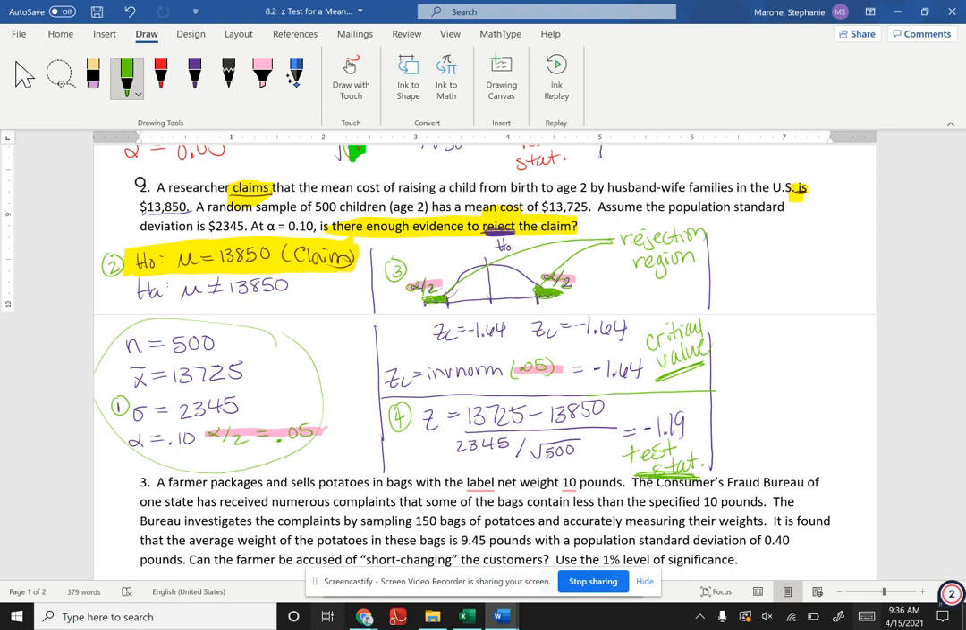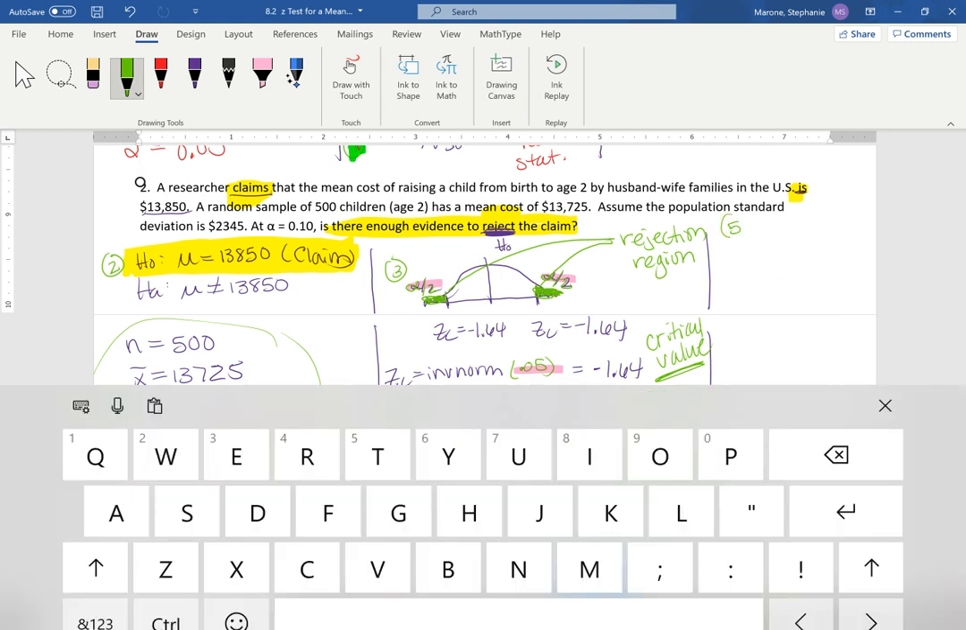So your critical value is Z sub C. That's what you find with the inverse norm. Your test statistic is what you find with the formula. So that is the new part of it. Step 5 is the part from the last couple days.